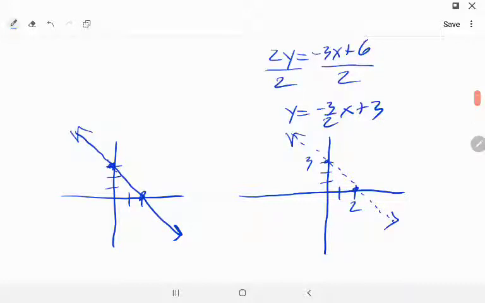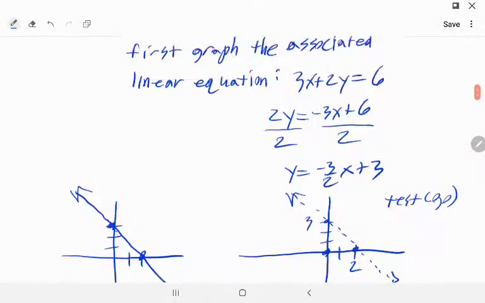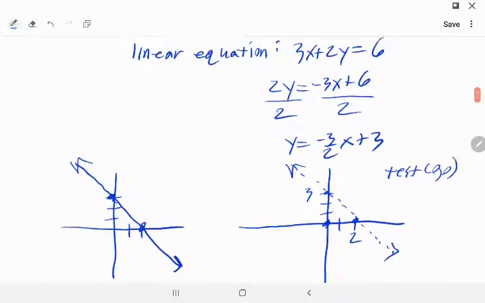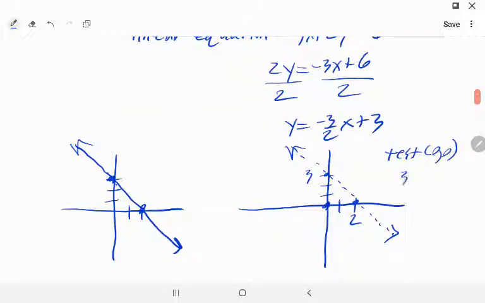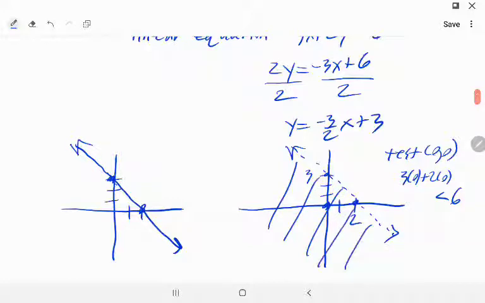And then we notice that we pick a test value. We notice that if we tried testing (0, 0), (0, 0) is always convenient if it's available. We notice that 3 times 0 plus 2 times 0 is less than 6, and so we shade that side of the line.